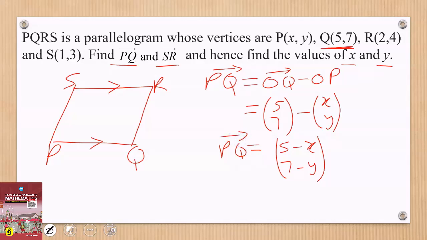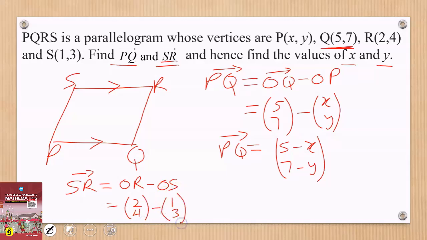Then I'm supposed to find SR. So my SR can be calculated as SR is equal to OR minus OS. Now, what is my OR? According to the question, R is 2, 4, and S is 1, 3. Now, when I simplify this, I'm going to have 1, 1.